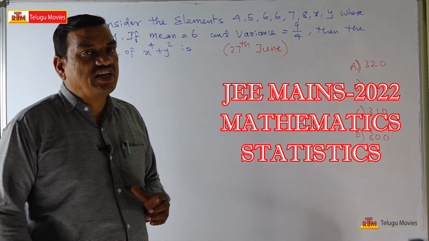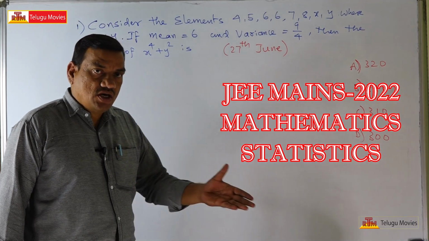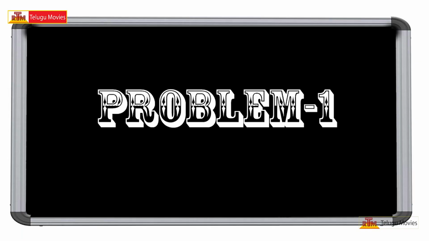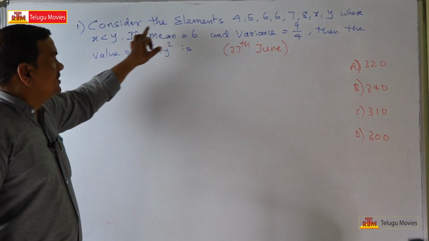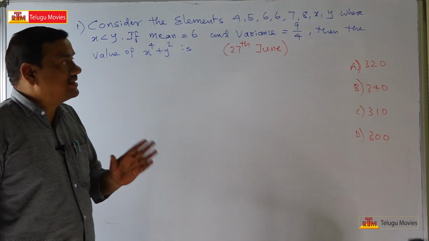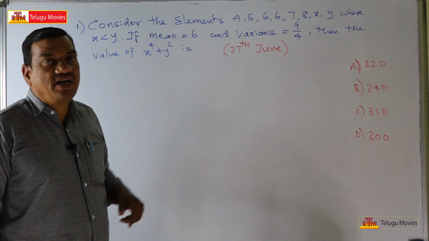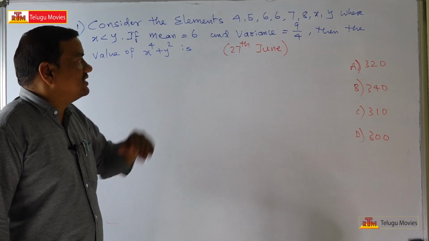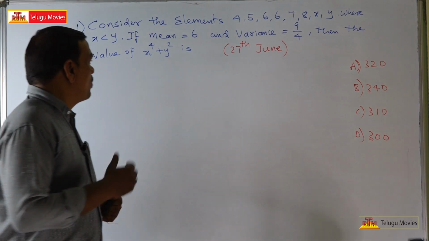Today I am going to explain some problems from statistics which were given in the recent JEE June attempt. The first problem is: consider the elements 4, 5, 6, 6, 7, 8, x, y, where x is less than y. The mean of the data is 6 and the variance is 9 by 4. Then find the value of x to the power 4 plus y square.